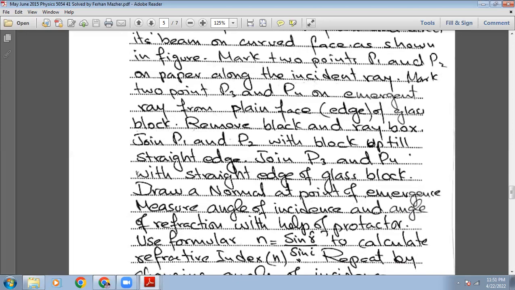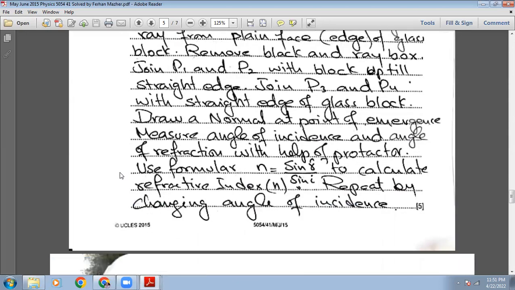Draw a normal at the point of emergence. Measure the angle of incidence and angle of refraction with the help of a protractor. Use the formula sine R divided by sine I to calculate the refractive index. Repeat by changing the angle of incidence. That will give you more accuracy, and then take the average of the refractive index value. You see here in this formula, n is equal to sine R by sine I. Sine R means the angle of refraction, we put it in the numerator because that's the rule. The angle which is formed in the rare medium is always in the numerator.